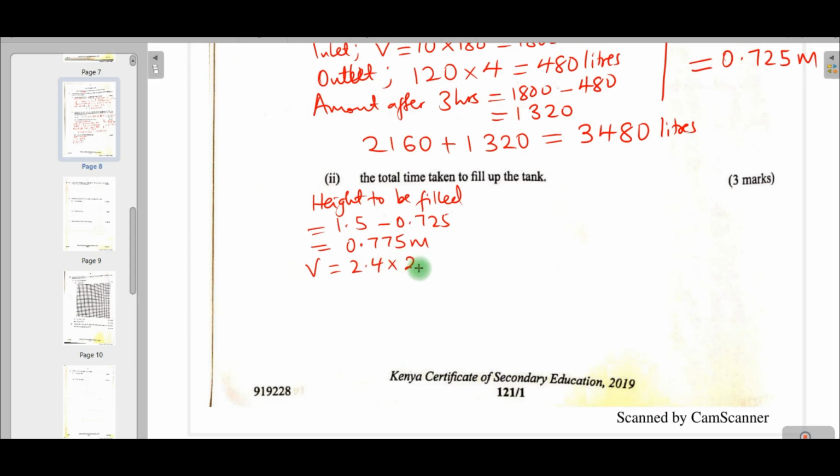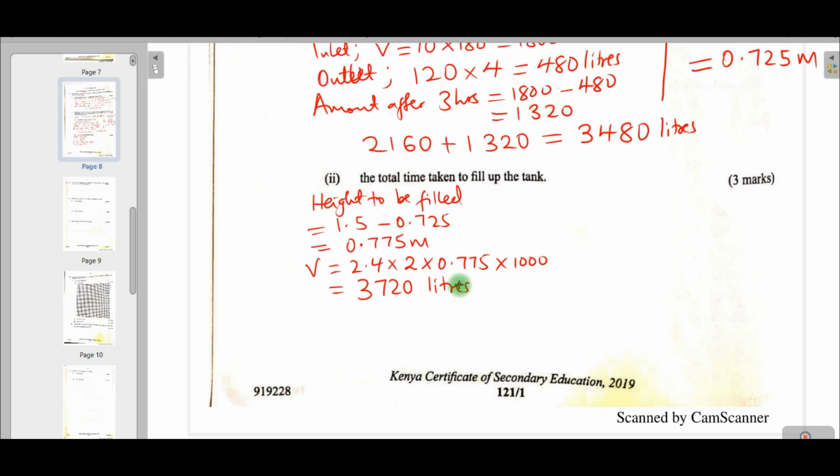Therefore the volume will be the length 2.4 times the width 2 times the height 0.775. Let us convert it directly to liters, so multiply by 1000, and therefore we shall get 3720 liters. So this is what is remaining to be filled.